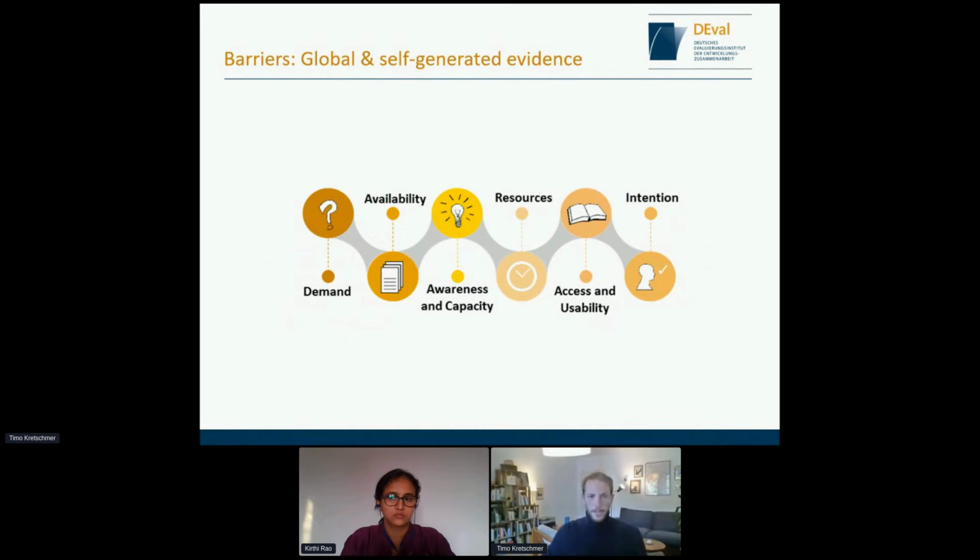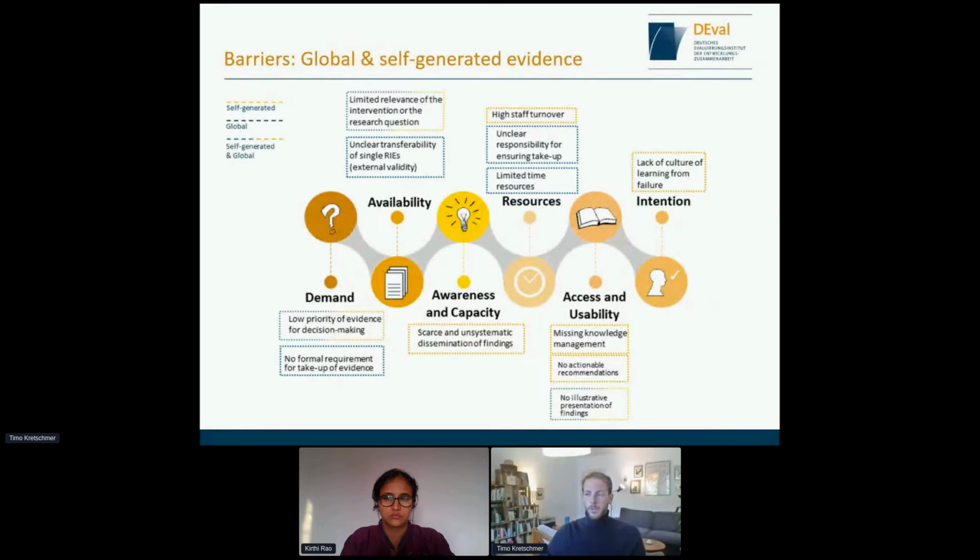So if we look at the barriers, I'm looking at the timer right now, so I'm trying to wrap this up. We try to see what the barriers are, why evidence is not taken up so much in German development cooperation, and we group the barriers along those steps that you see here. Those are simplified steps that we think are necessary towards evidence take-up.